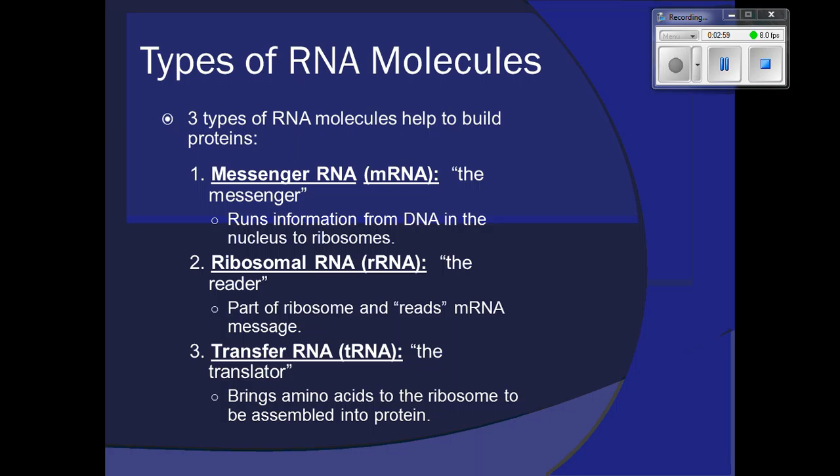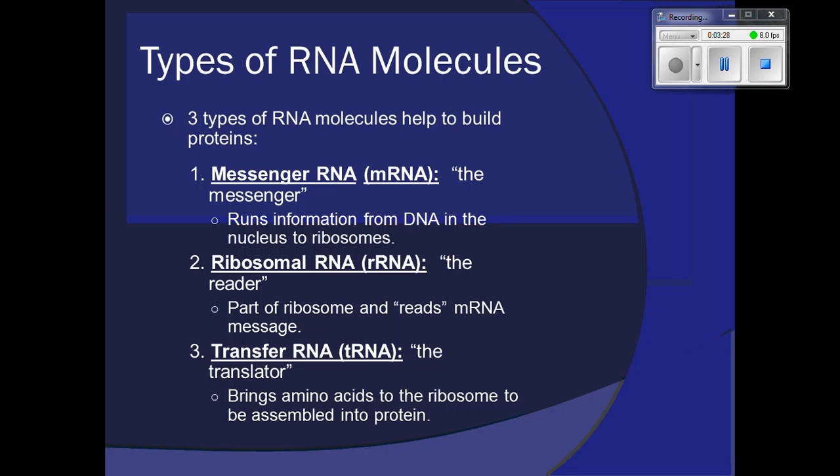And just to back up, there are three types of RNA. We have messenger RNA, and this is the information that is going to run from DNA in the nucleus to the ribosomes. Then we have ribosomal RNA, rRNA, that is part of the ribosome that reads the messenger RNA message. And then we have the transfer RNA, that is the translator that puts the amino acids in the right order to assemble a protein.